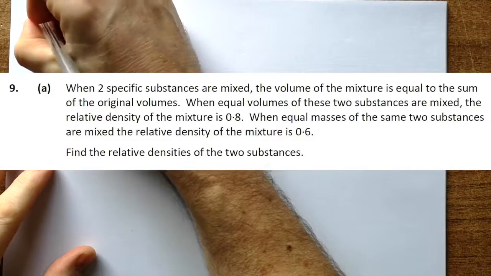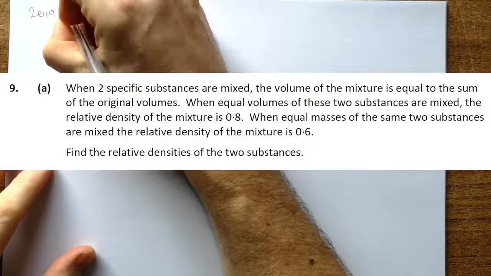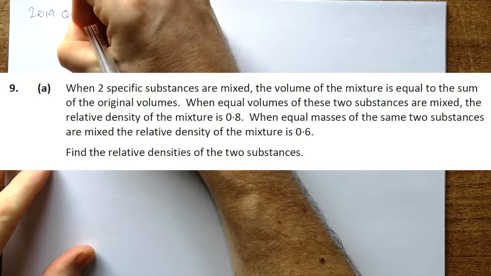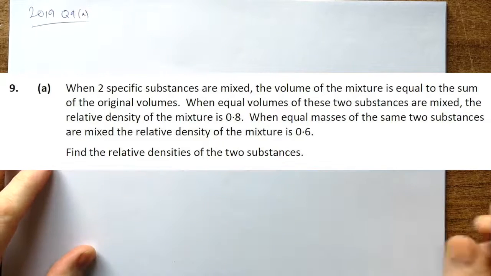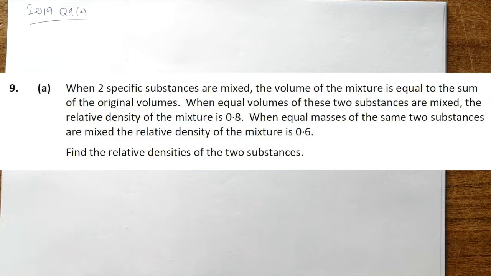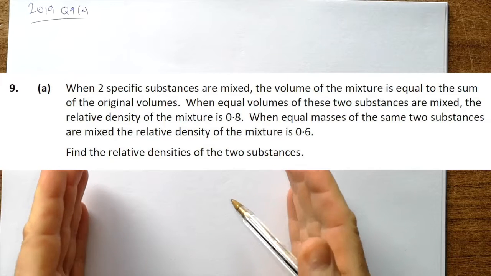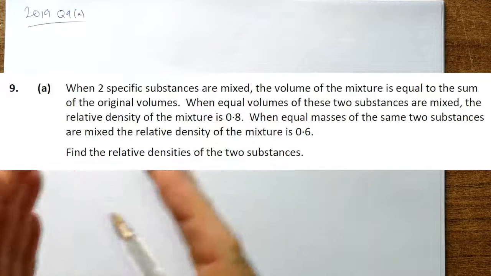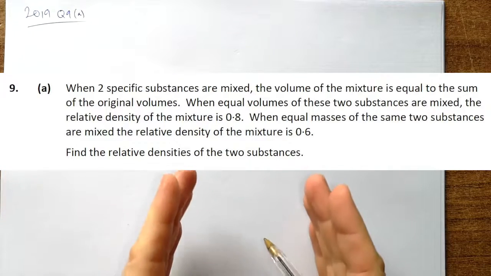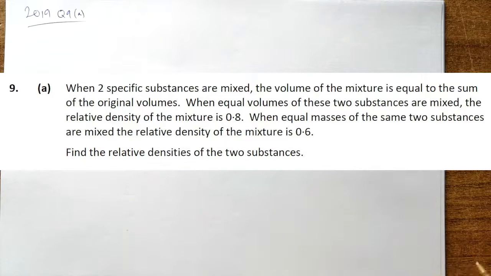Here we're going to look at 2019, question 9, part A. Now, this is a slightly odd question. It's not super hard once you know what you're doing, but it is a little bit weird to get your head around, okay? So this is one where, if we put the same volume of two mixtures together, then we get one density. If we put the same masses together, we get a different density, all right?